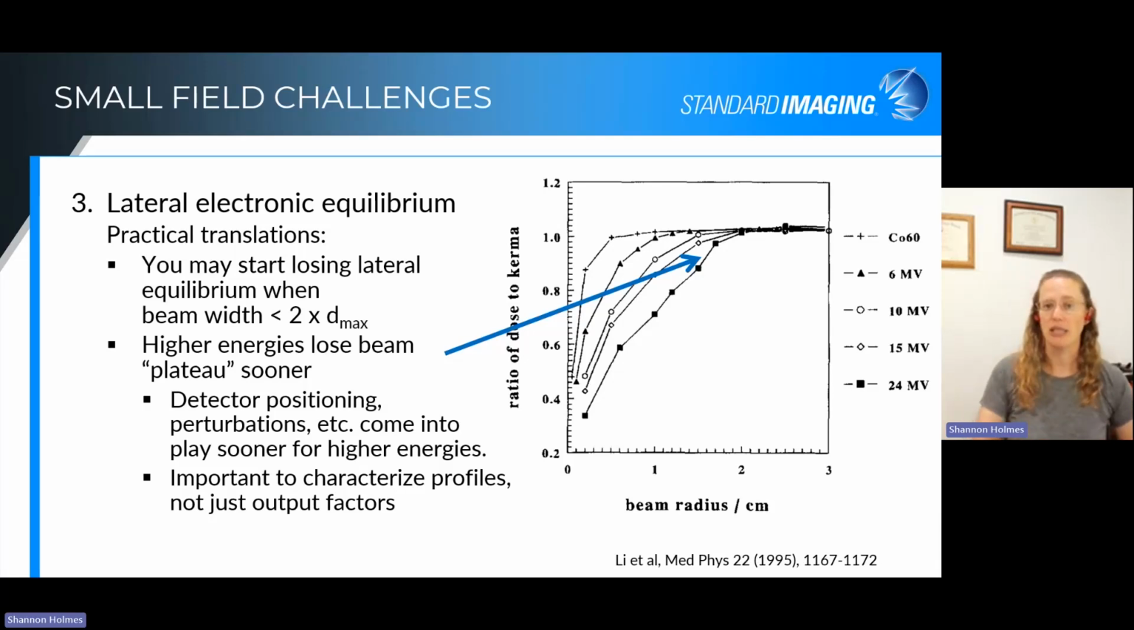Your higher energies actually lose their plateau sooner, is the other implication there, because as you go down in field size, you cross that threshold of that scattering distance a little bit sooner. So your detector positioning, your perturbations, all of that comes into play sooner for these higher energies than it does for the lower energies. So it is also important then to characterize the profiles of your beams, not just the output factor. It's also important to consider the impact of putting some different density item within that beam, because it will affect the lateral scatter.